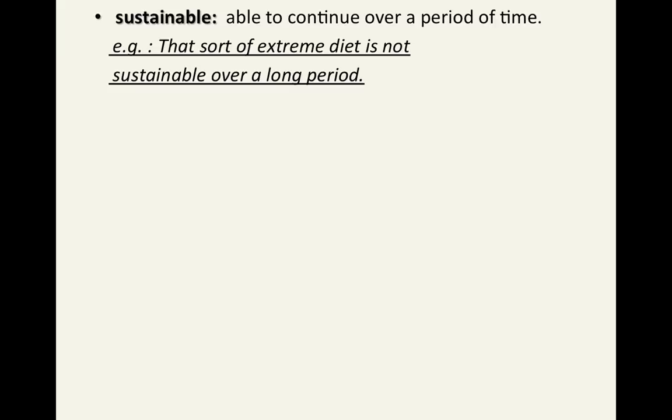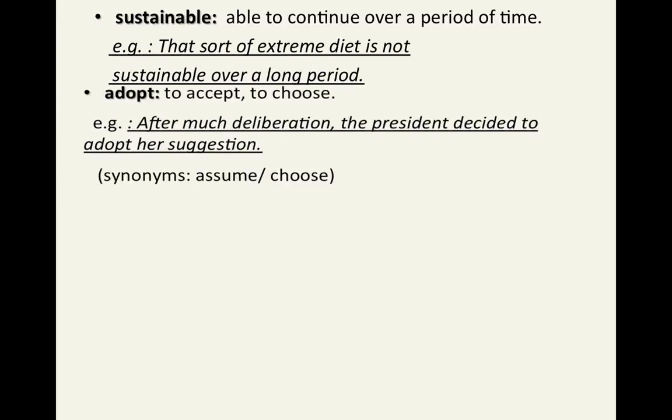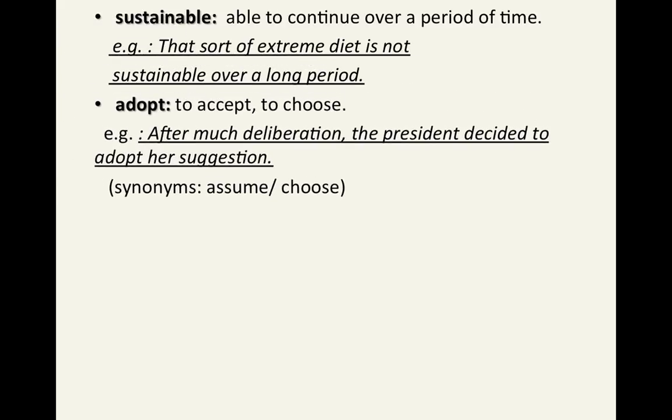this paragraph. The first one is sustainable, is an adjective here, all right? And then the next one is a verb, adapt. Actually, there are some meanings in this word, but it depends on the context. All right, here it means to accept, to choose, all right? And I give you some synonyms.